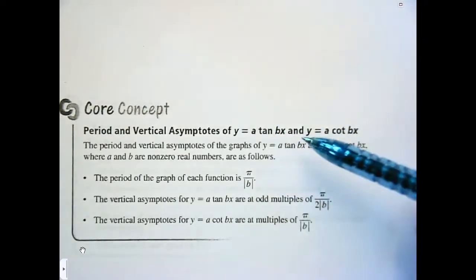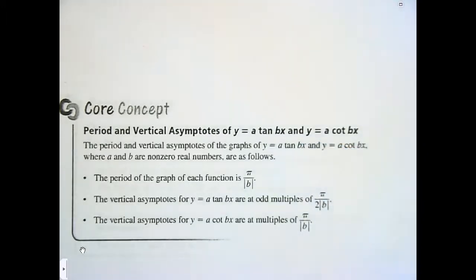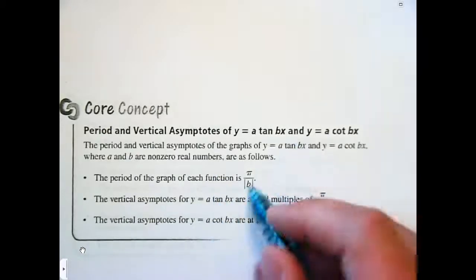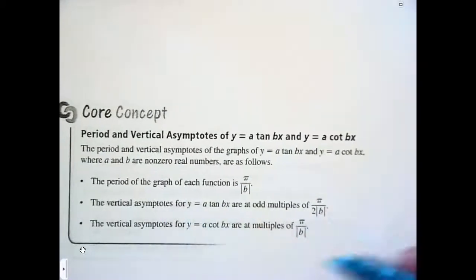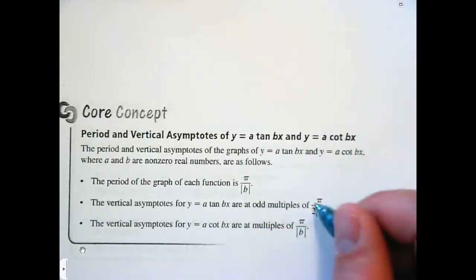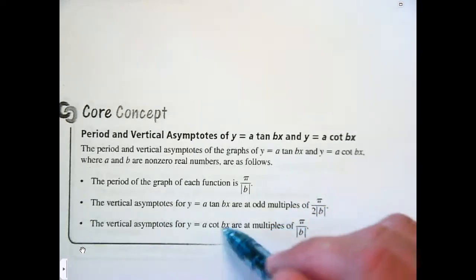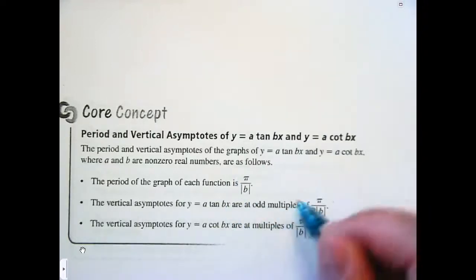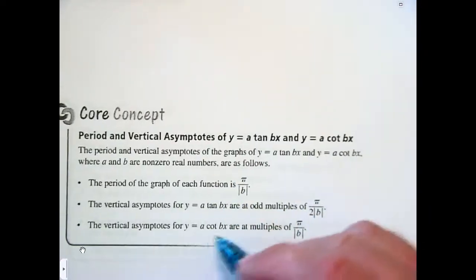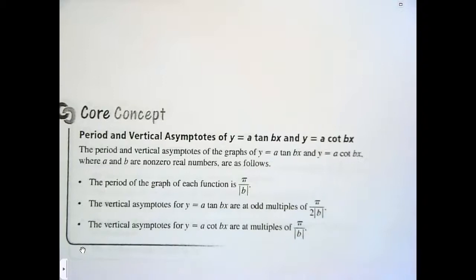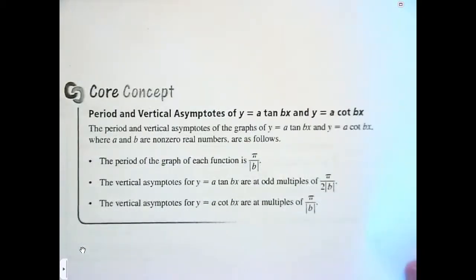If you look at the next page, they talk about period and vertical asymptotes of y equals a tan bx. Is this on the next page or just the bottom of that page? Okay. So the period of the graph is pi over b, which we already referenced. The vertical asymptotes of tangent are odd multiples of pi over 2b, and the vertical asymptotes of cotangent a, b, x are multiples of pi over b. Okay, some things we've kind of talked about. Once again, just annotate it to make it your own.